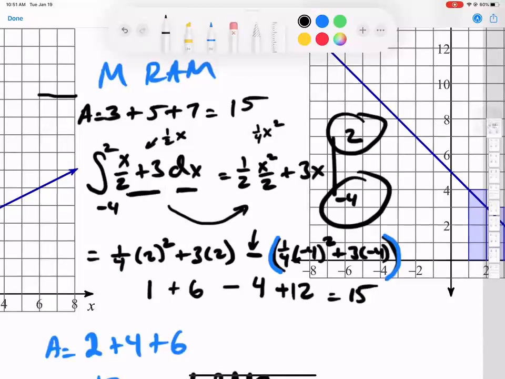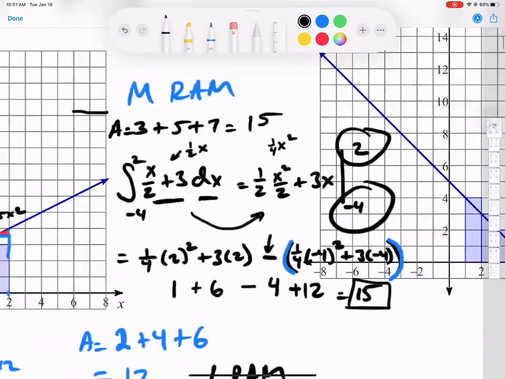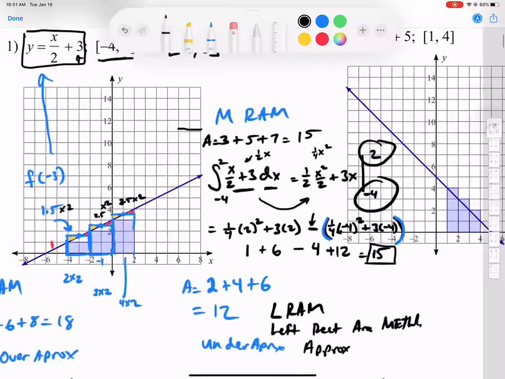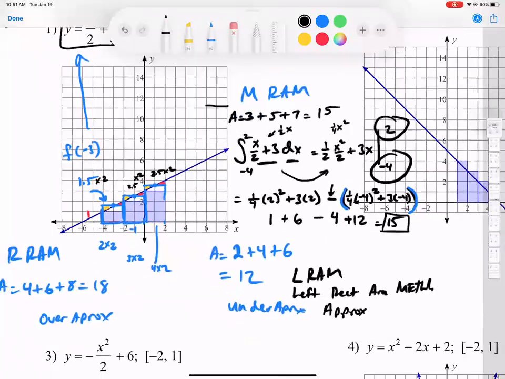The actual area underneath the curve is 15. So Mram was actually pretty good at guessing it. In this case, because it was a line, it was actually a lot closer. And of course, we knew that Lram was going to be under, and we knew Rram was going to be over.